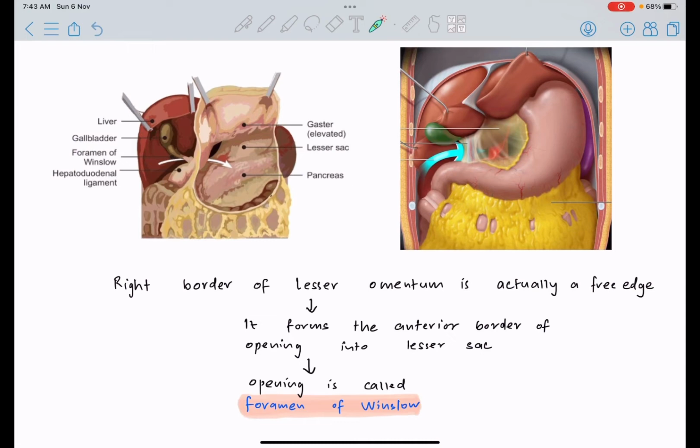If we put a finger through this free edge of the lesser omentum, we enter the lesser sac which is posterior to the stomach. So the right border of the lesser omentum is a free edge. It forms the anterior border of the opening into the lesser sac, and this opening is called the foramen of Winslow.